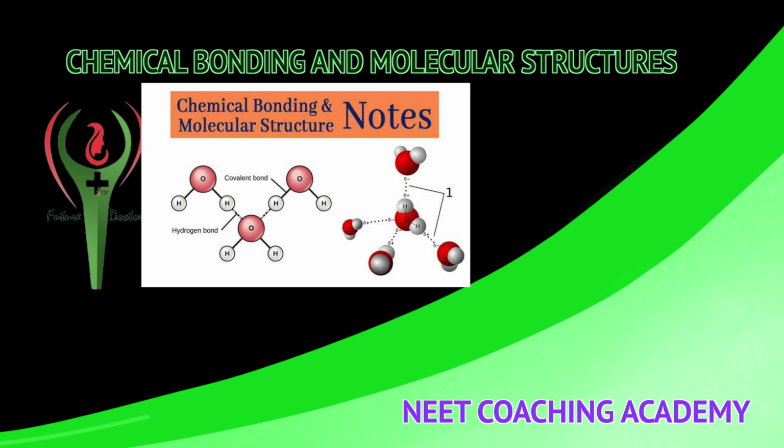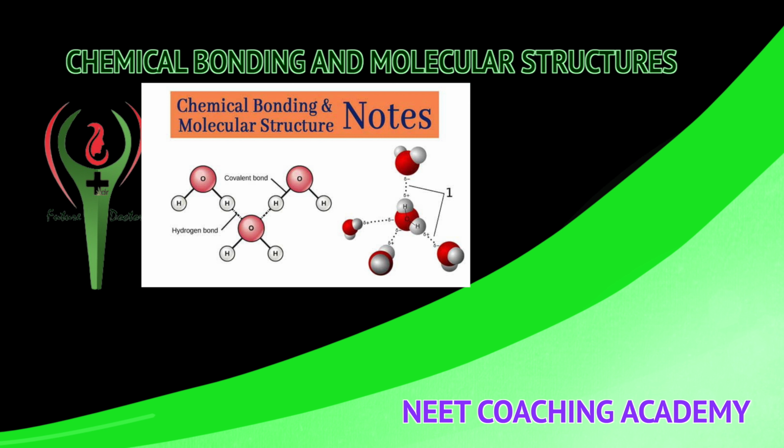Total number of valency electrons in carbon monoxide. So can you tell what is the valency electrons in carbon? The number of valency electrons in carbon is 4 and the number of valency electrons in oxygen is 6. So the total number of valency electrons in carbon monoxide is 10.